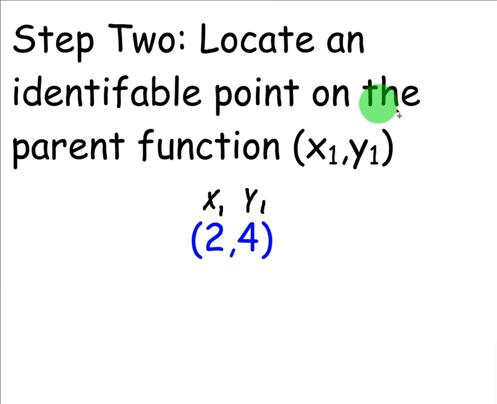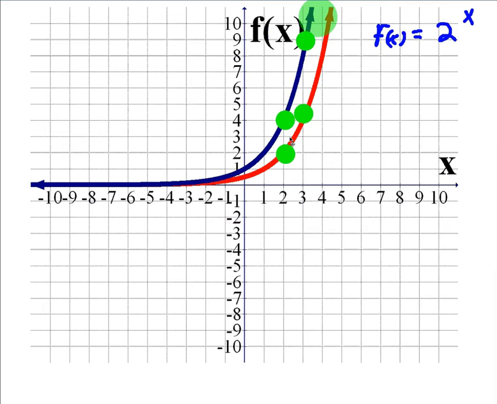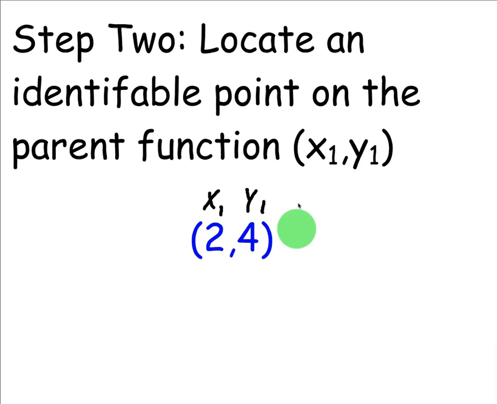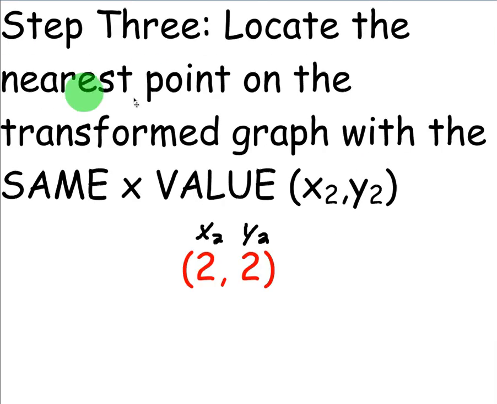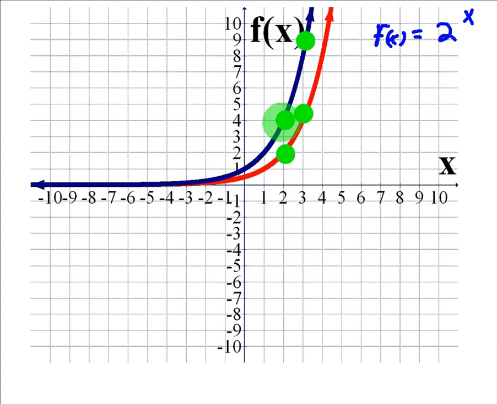Okay, so locate an identifiable point on the parent function. So let's just pick a point that crosses the grid. So I'm going to pick (2, 4). Step 3, locate the nearest point on the transform graph with the same x value. Remember, when there's a vertical stretch or shrink, you keep the same x values, the y values change. In this case, since it shrinks, the y values get smaller. So we're going to go down to the nearest point on the transform graph that has the same x value, obviously a different y value. So that's going to be (2, 2).